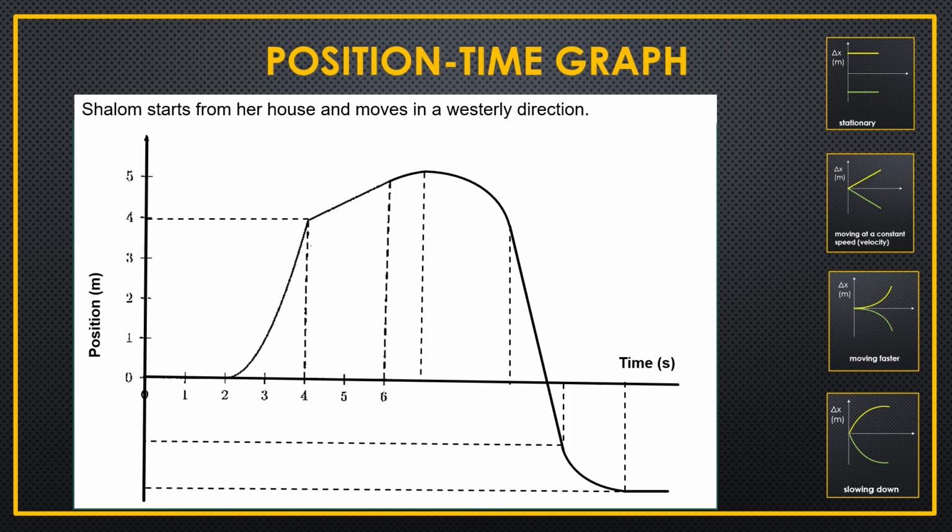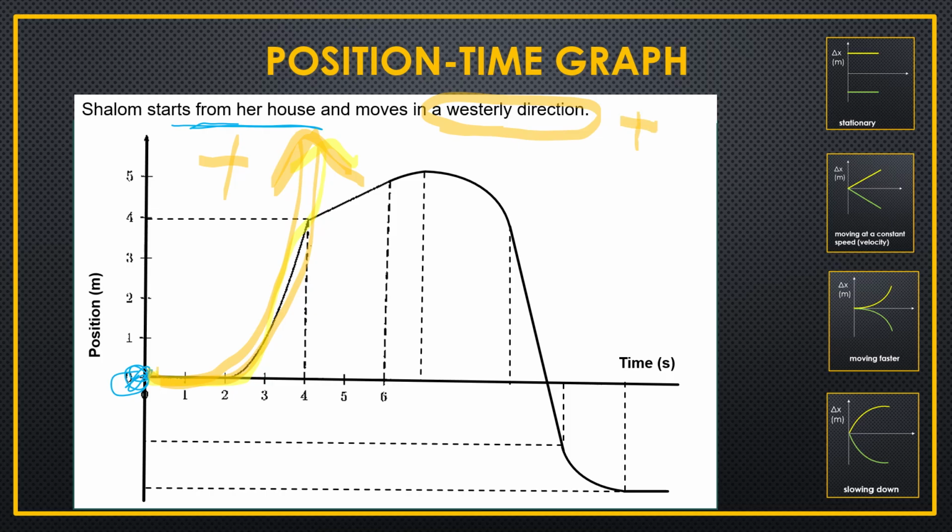Right, so let's look at an example of a position time graph, and we have Shalom. She starts at a house and moves in a westerly direction. So start at a house means that this 0 point represents her house. Now, let's talk about the direction. She starts at her house and then moves west. That means that up in the positive direction of your y-axis, that is west. And that is how we deduce that west is the positive direction on this graph.